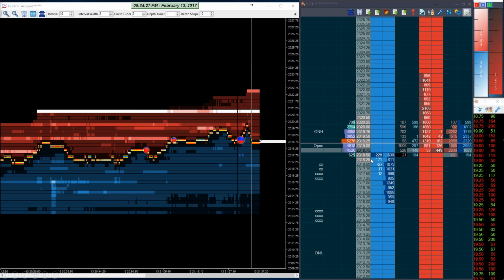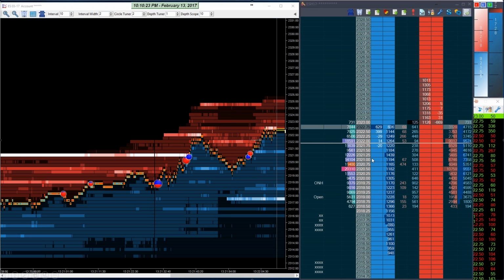Okay, so what you're going to find with these trades is sometimes you're going to be right about the trade, but you're not going to be able to make any money purely because there's no time to make that money.